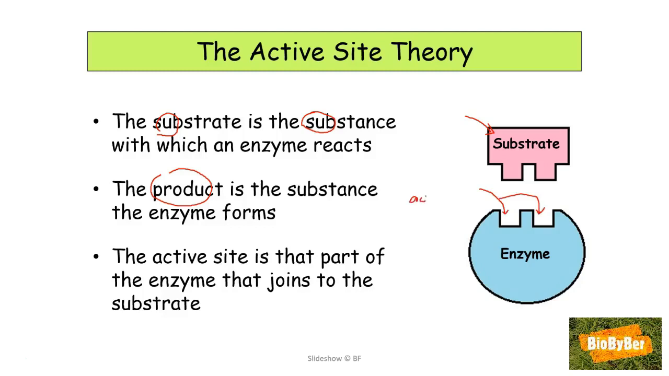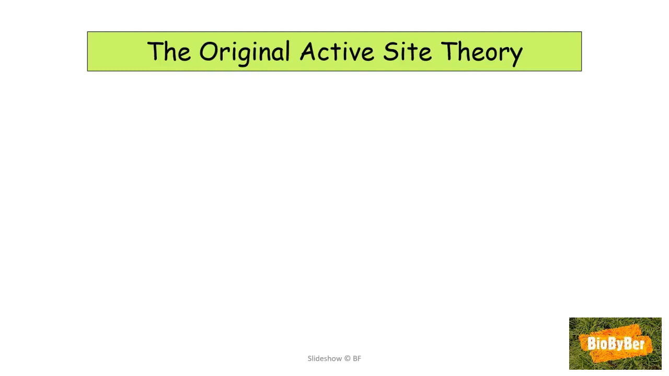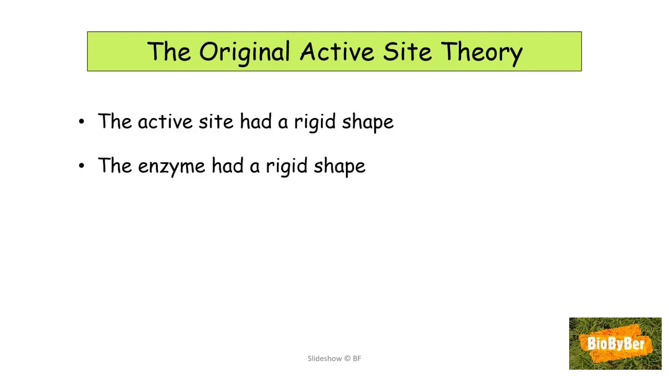You might notice, to keep life easy, I have made the shape of my active site like a letter E on its back. Now, the original active site theory stated that the active site had a rigid shape, an inflexible shape. It stated that the enzyme had a rigid shape also.